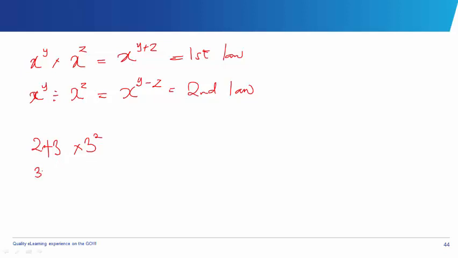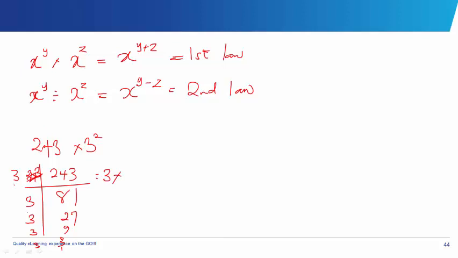If we express it in factors, we have 243 divided by 3. So 3 here will give us 81. 3 again to 81 will give us 27. Then 3, 9, 3, 3, 3, 1. So this 243 is the same thing as 3 times, how many times is it multiplying itself? 1, 2, 3, 4, 5. Same thing as 3 raised to power 5. So this question means 3 raised to power 5 times 3 raised to power 2. Using our first law, now becomes 3 raised to power 7. It's just as simple as that.